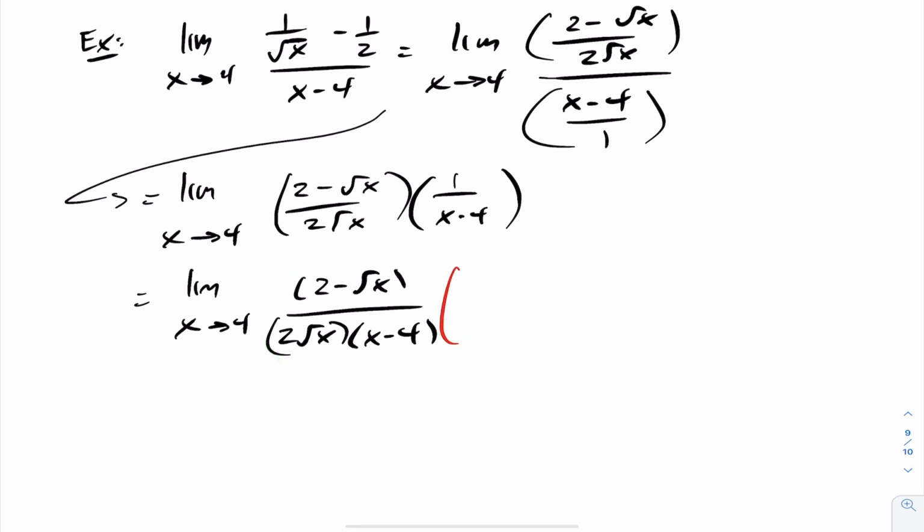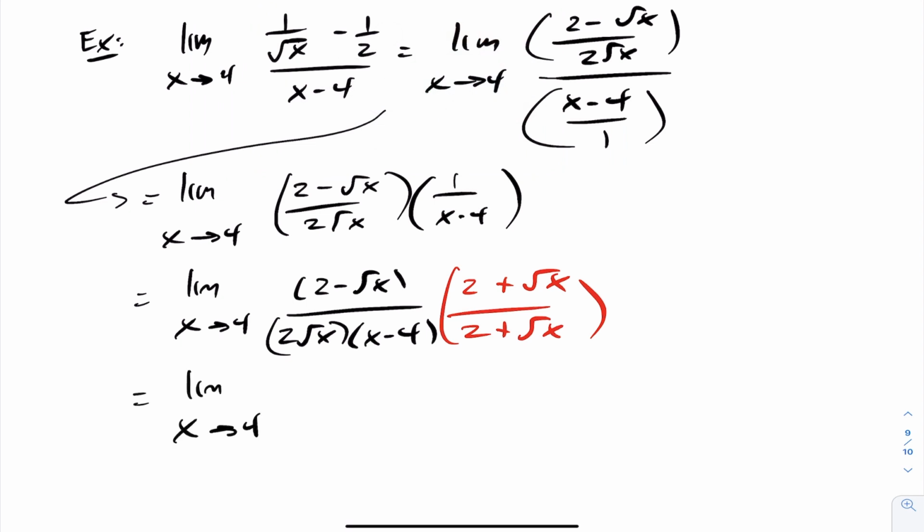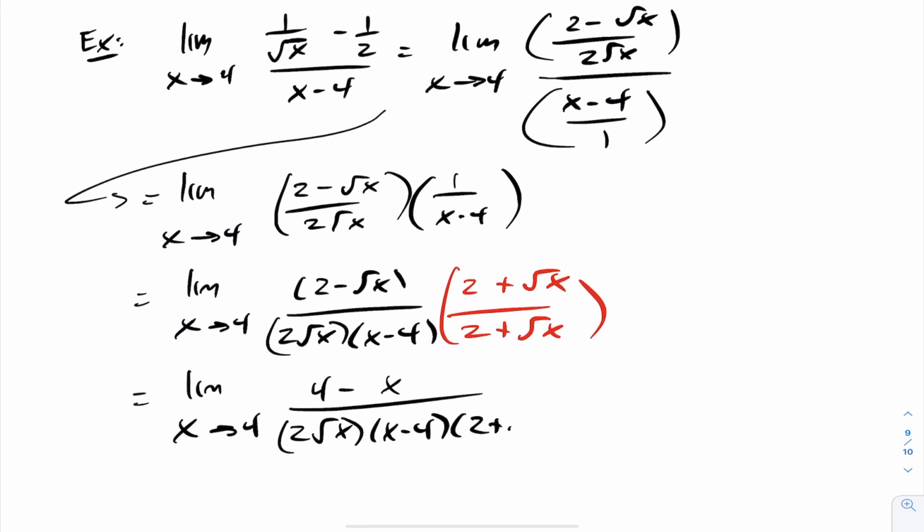So I'm going to multiply the top by 2 plus root x, and the bottom times 2 plus root x. And I end up getting here the limit as x goes to 4 of, what we have here is a difference of squares. So this will expand into 4 minus x divided by 2 root x times x minus 4 times, don't forget that 2 plus root x in the bottom. That's still part of the equation.